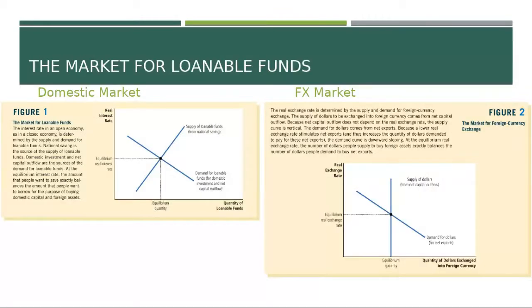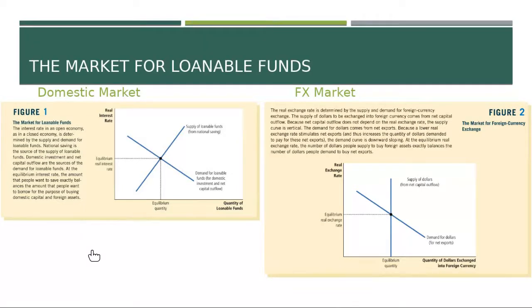So how does the market for loanable funds look? Well, let's consider two different markets. Notice on our left we have the domestic market, and on the right we have the FX market. So let's zoom in here and focus on the domestic market for one moment. The domestic market for loanable funds, this is what we talked about in chapters 16 and 17.